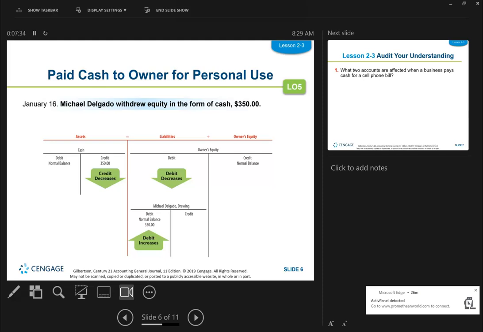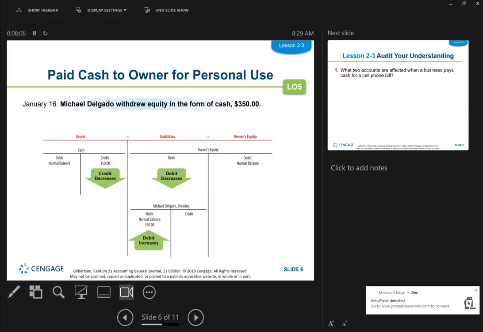So again, we're going to have the asset of cash going down. That's a credit because it's being removed from the cash register. Under the owner's equity, under the debit side of the equation, is going to be the account Michael Douglas drawing. That's like you're withdrawing money from the account, from your business. And there we're going to have a debit of $350.